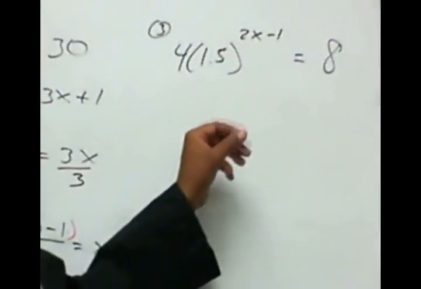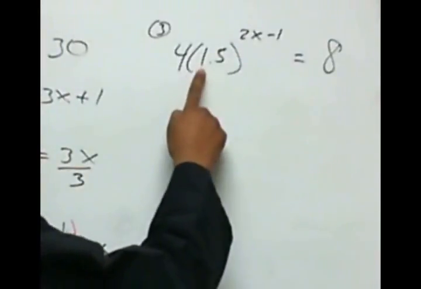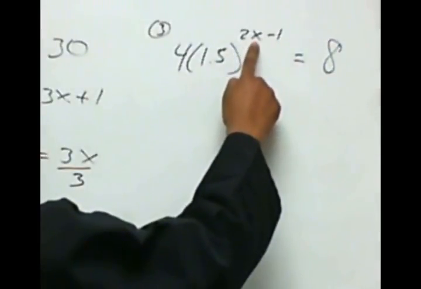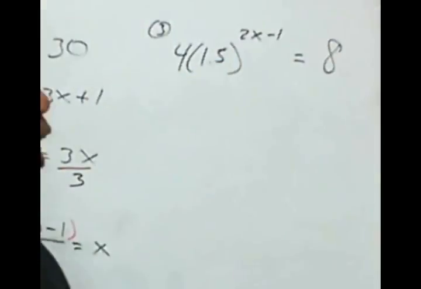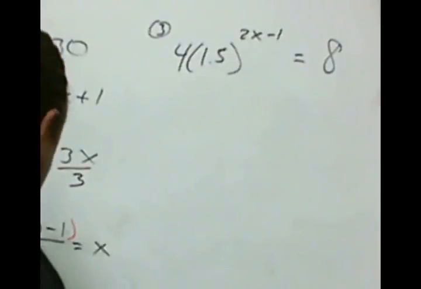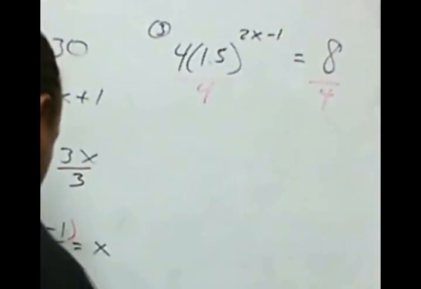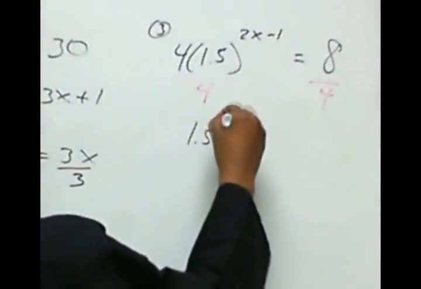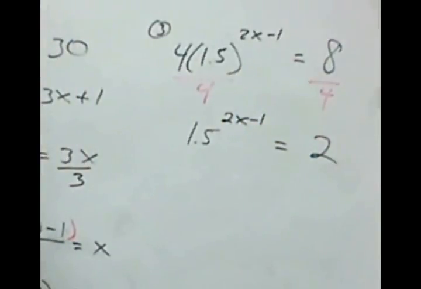Number 3, we're going to solve for x, and there's a number of things that need to go. First, the base 1.5, the negative 1, and then the 2, and then we'll have x by itself. So it's a minimum of 4 steps to get rid of these elements so we can isolate the x. So first, let's get rid of the 4 by dividing both sides by 4. And we get 1.5 to the 2x minus 1 power equals 2. So that was step 1, getting rid of the 4.